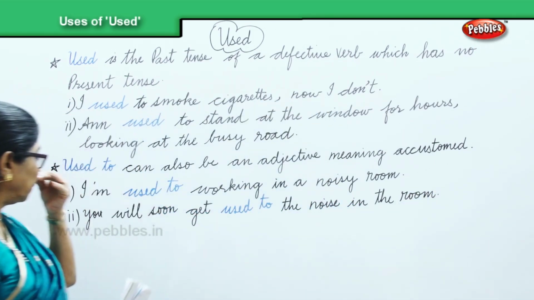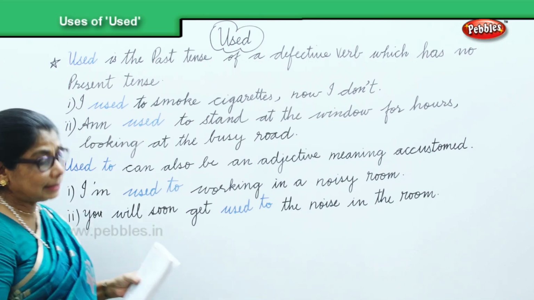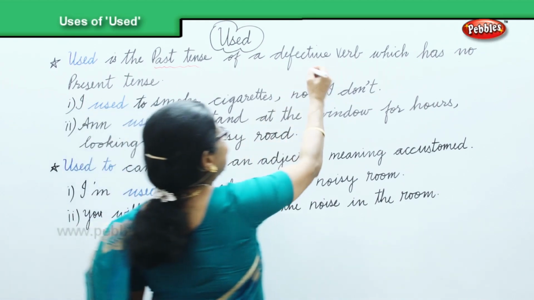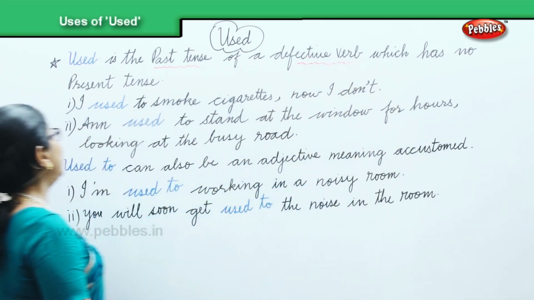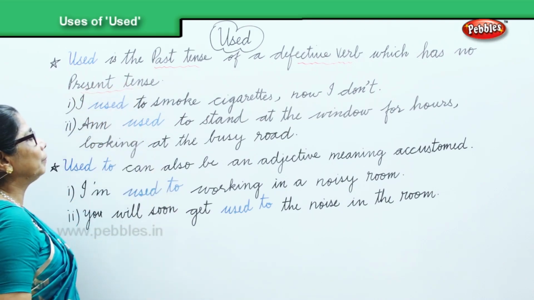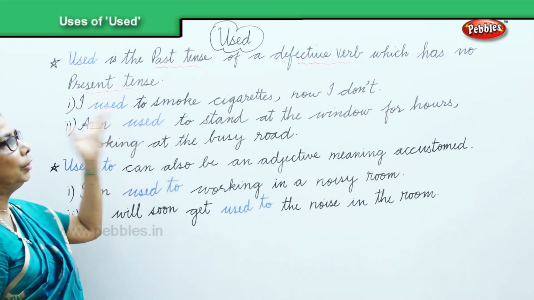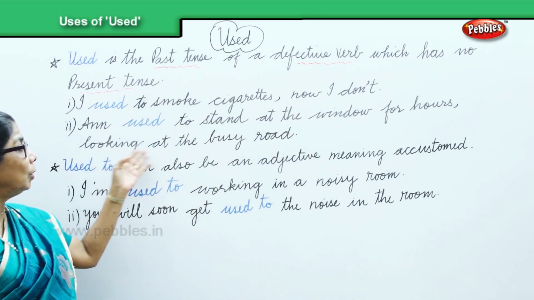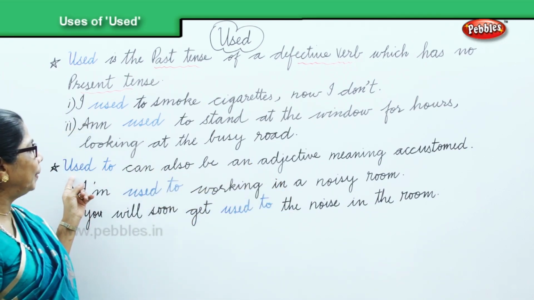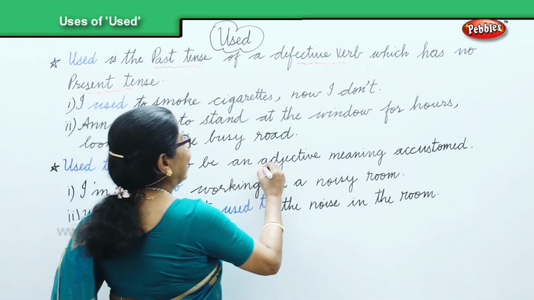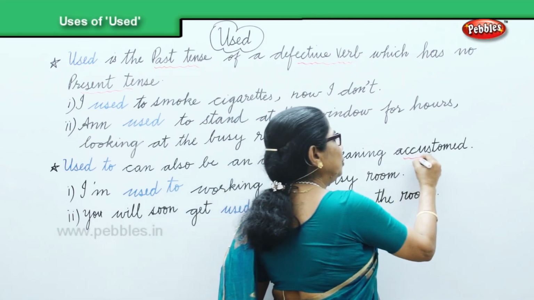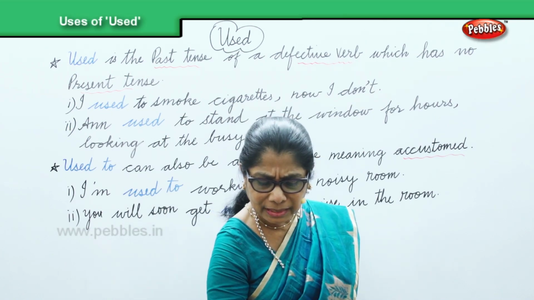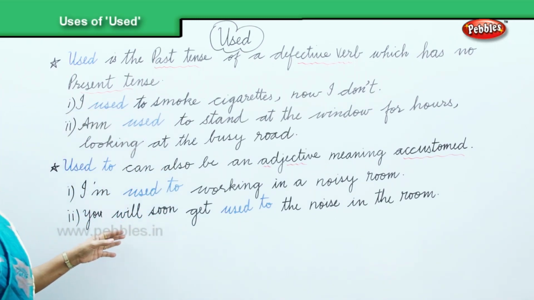Now, let's look at that. Used is the past tense. This used is the past tense of a defective verb which has no present tense. That's what we're looking at. I used to smoke cigarettes, now I don't. Anne used to stand at the window for hours looking at the busy road. In the second part, used to can also be an adjective meaning accustomed, getting used to, you're used to. Noise of children, neat room, or crowded place. So, accustomed, here it is used as an adjective.